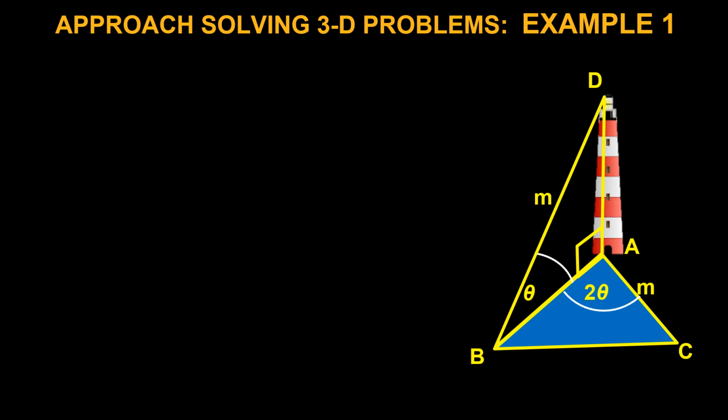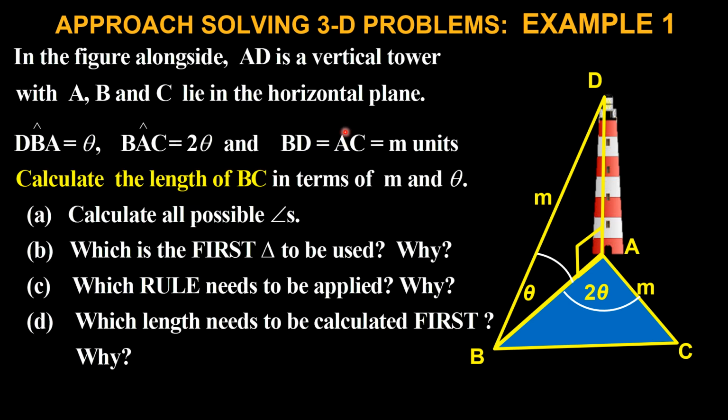Now let's look at an example just to illustrate the approach. We're not actually going to solve this question, we're just going to show you the approach. Here we have a situation. We've got a vertical lighthouse tower, and A, B, and C are in the horizontal plane. We've got DBE, that's theta, and we've got BAC, that's 2 theta. And BD is equal to AC. They're both M. There's also another M here.